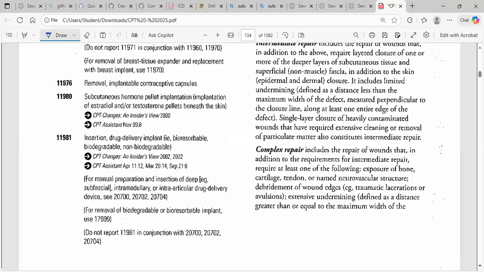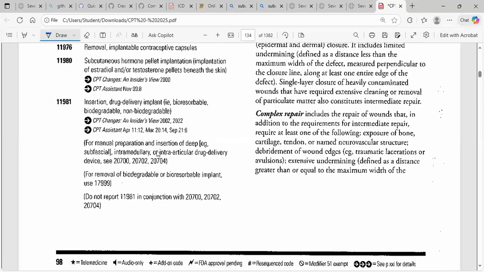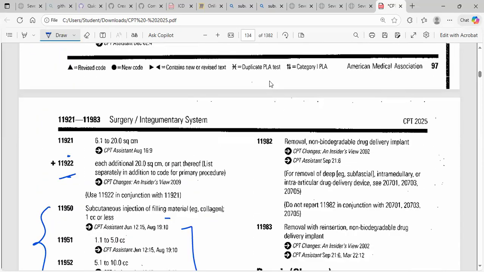then we have subcutaneous hormone pellet implantation and then insertion of drug delivery implant. This is also known as subdermal contraceptives. So whenever a patient is coming for subdermal contraceptives, we can use this code. And for the removal of an implantable contraceptive capsule, we have to use 11976. 11982 is removal of a non-biodegradable drug implant, and 11983 is removal and reinsertion of the drug implant device.